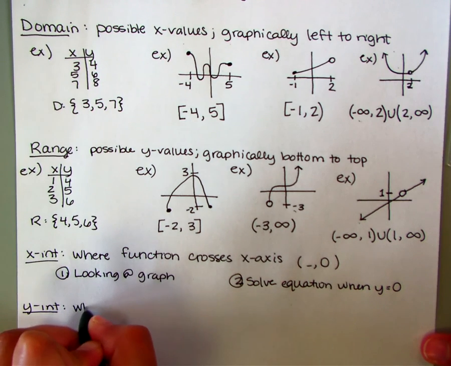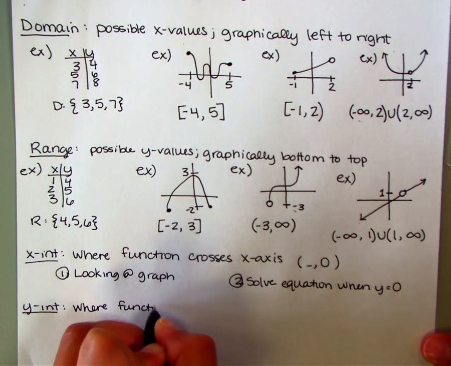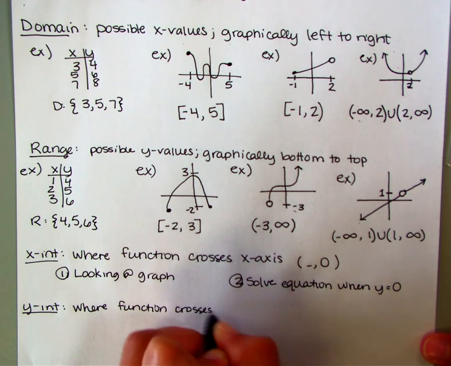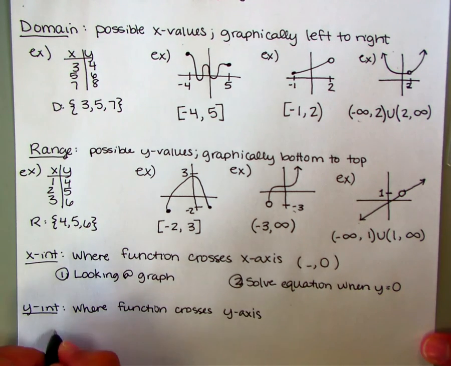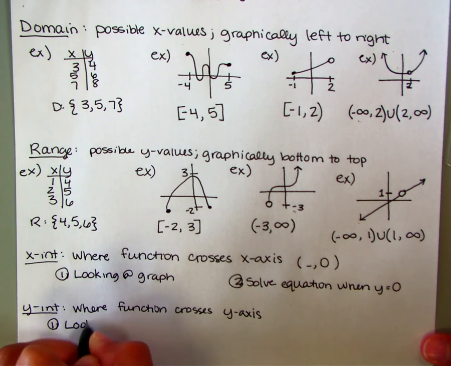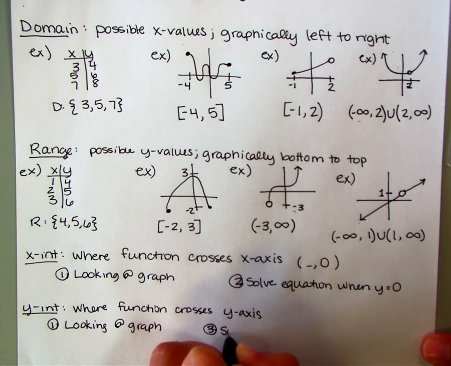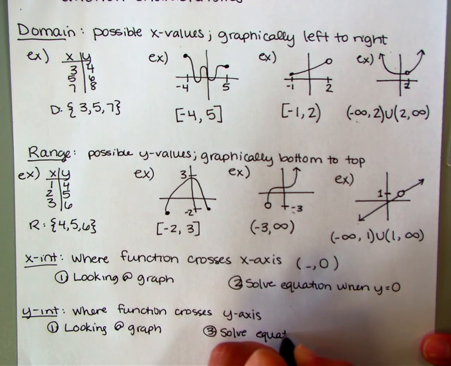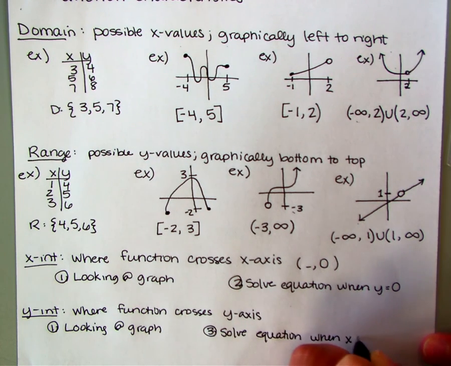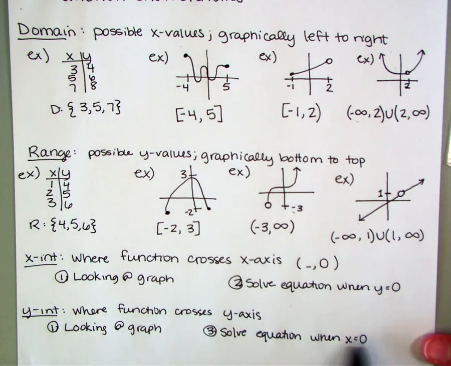So your y-intercept is where the function crosses the y-axis. And so you find it almost the same way, so you can either look at the graph or you can solve your equation when x is 0. And so a lot of times it's a lot simpler to find the y-intercept because when you plug in an x for 0, a lot of the stuff cancels out. When your x-intercept, when you plug in a y for 0, that's typically where you end up factoring, or it gets a little more complicated.